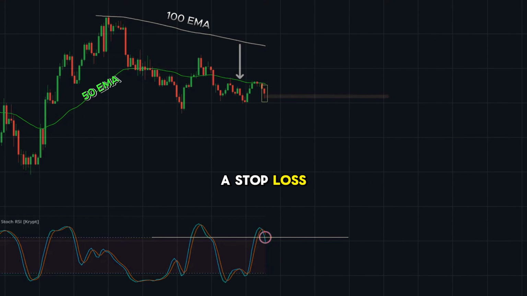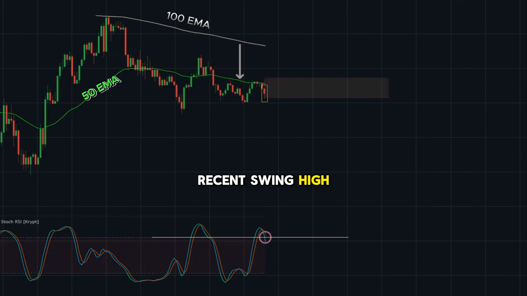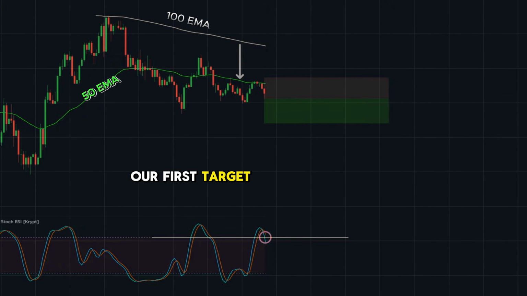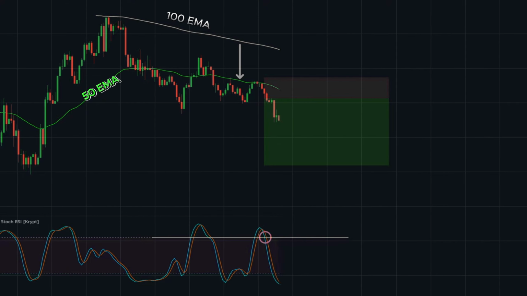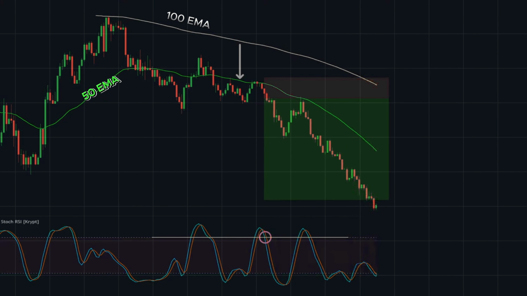You can set a stop loss on either the 50-period moving average line or the most recent swing high, depending on which is closest to the entry candle. Our first target will be at the recent swing low. Implement risk management strategies to secure profits effectively.